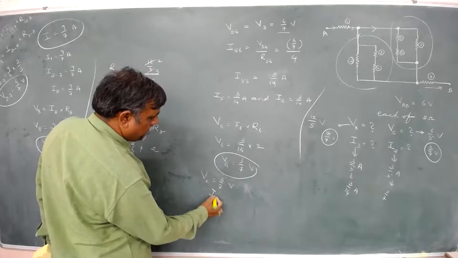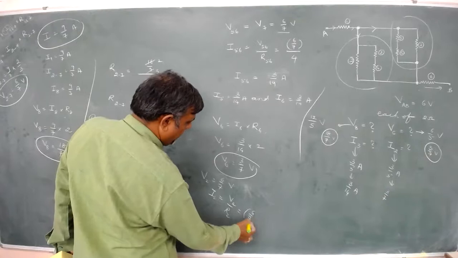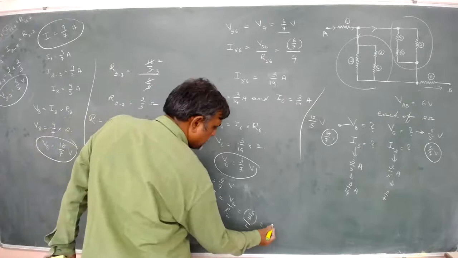I2 is V2 by R2, 6 by 7 by 2, which is 3 by 7. So that is 3 by 7.